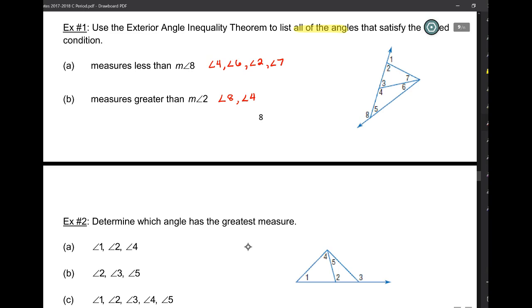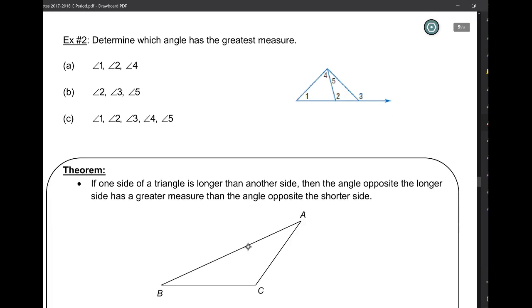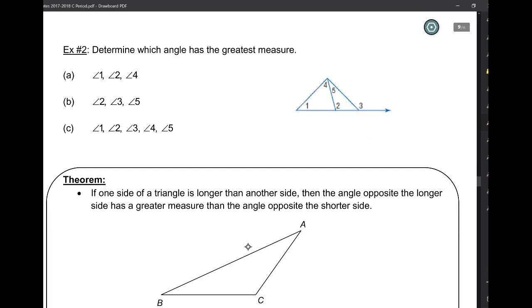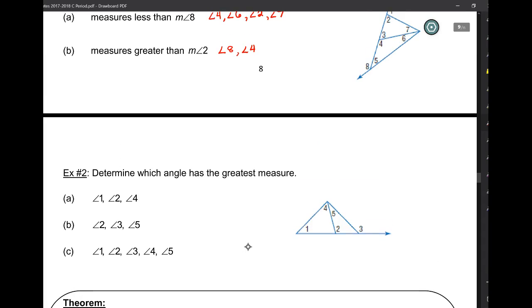I can just do this and it erases. Okay, are we good on this one? Okay. Now we're looking at a different picture, but same idea.